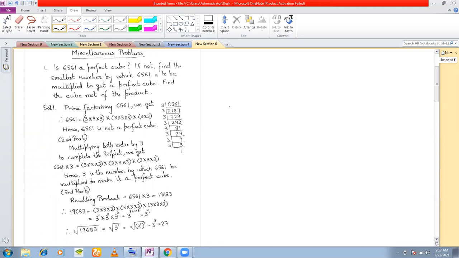Question is: is 6,561 a perfect cube? So let's answer the first question. We want to check whether this is a perfect cube. So what do you do? You prime factorize 6,561. It is divisible by 3. You check the sum of the digits, you will see that again it is divisible by 3. Again, this is divisible by 3. Again, this is divisible by 3. Again.